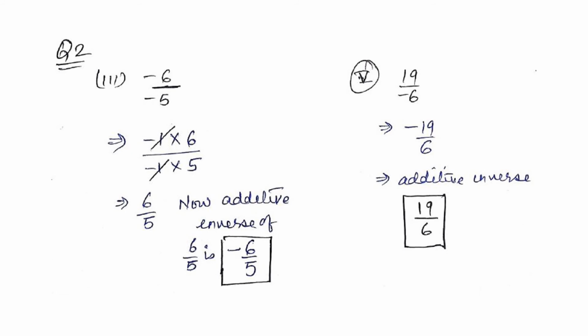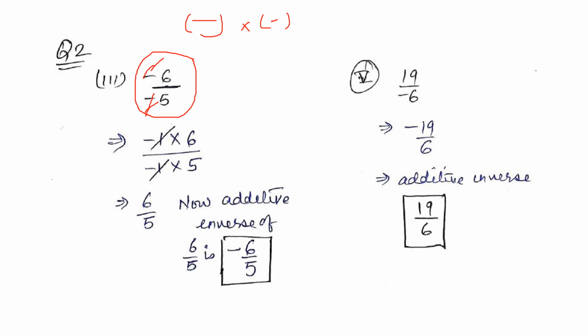Okay, in this we have to find the additive inverse. The question is minus 6 upon minus 5. First of all, I have told you whenever we have multiplication of negatives an even number of times, they become positive. The same thing applies in the case of division also. When you have an even number of these negative signs, they can cancel each other like this.